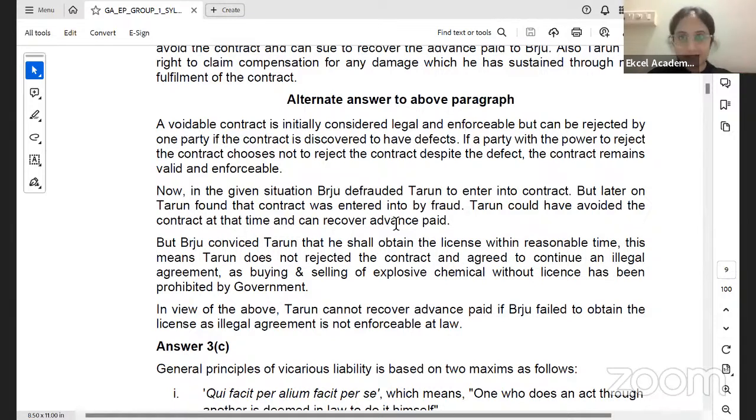That is one way of answering. Another alternative is there. So if you feel this alternative is more apt, you can write this also. Both are accepted by the institute.